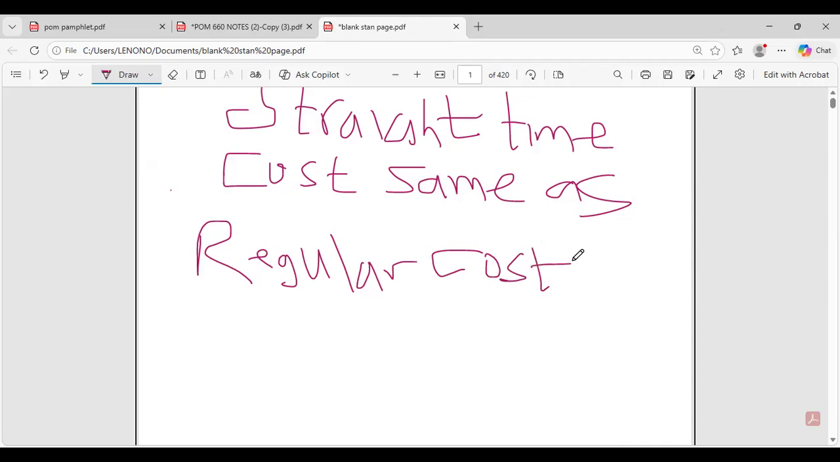So these are the aspects that you need to understand. Okay, so we now get down to the question from the pamphlet.